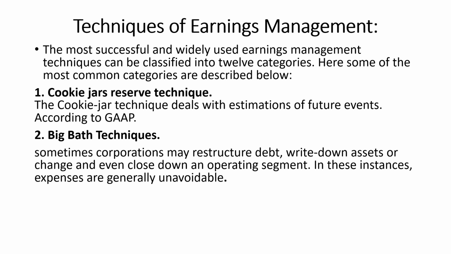Number 1, the cookie jars technique. The cookie jar technique deals with the estimations of future events according to the GAAP, which is the generally accepted accounting principles. So the cookie jar technique deals with these principles to estimate future events. Okay, the second one is the big bath technique. Sometimes corporations may restructure debt, write down assets, or change and close down an operating segment. So in this instance, expenses are generally unavoidable. So when expenses become unavoidable, this means that we have a big bath technique.